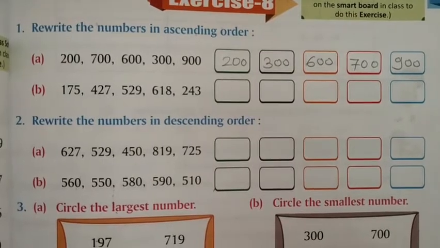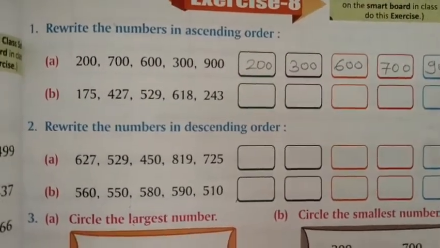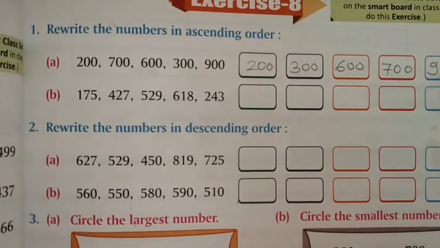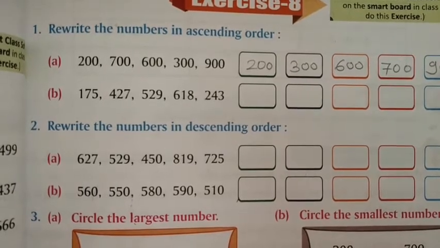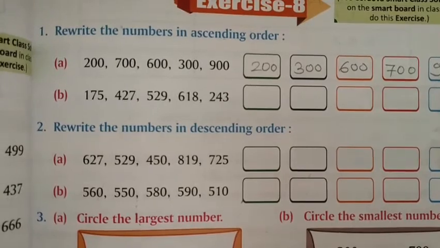Example B. Read the numbers: 175, 427, 529, 618, 243.